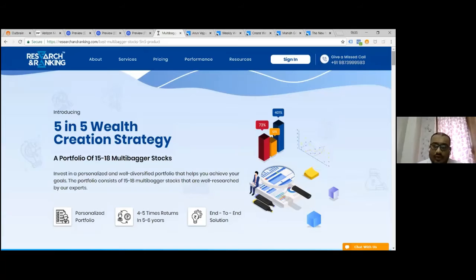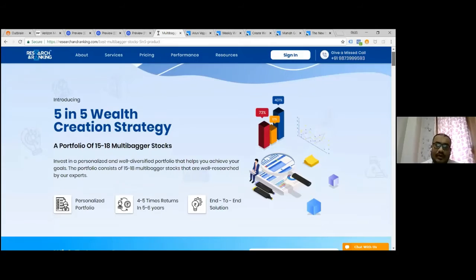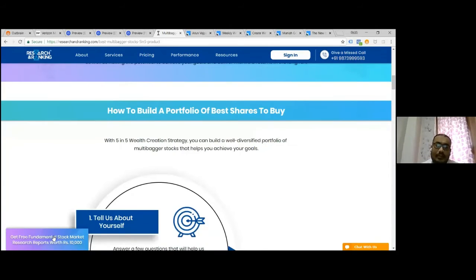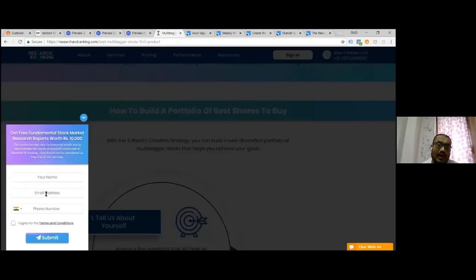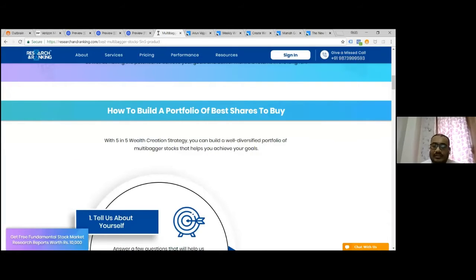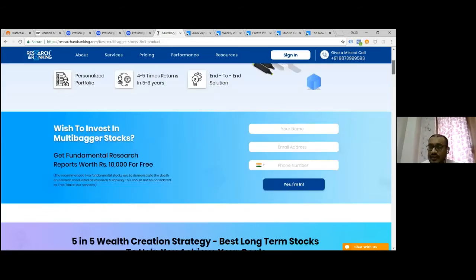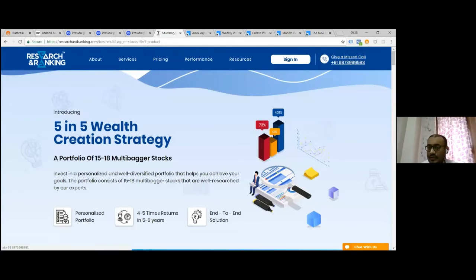In addition to that, if you have taken note, there are three other lead magnets which are consistent on the page. As I keep going down, I see on the left a pop-up: get free fundamental stock market research reports worth rupees 10,000. When I click on that, I am prompted to fill up a form. That's their fourth lead magnet. Consistently, I see a chat button here, which is their fifth lead magnet. And the last lead magnet, which is a constant, is that if I want to give a missed call, I can actually give a missed call.